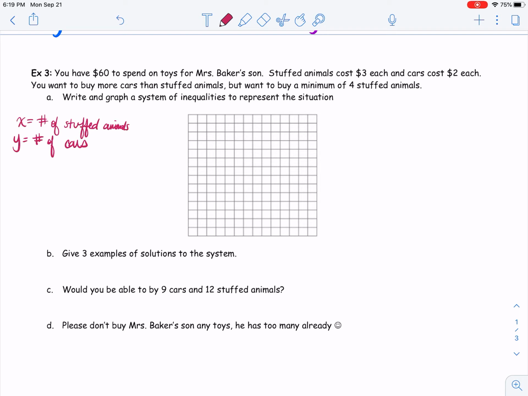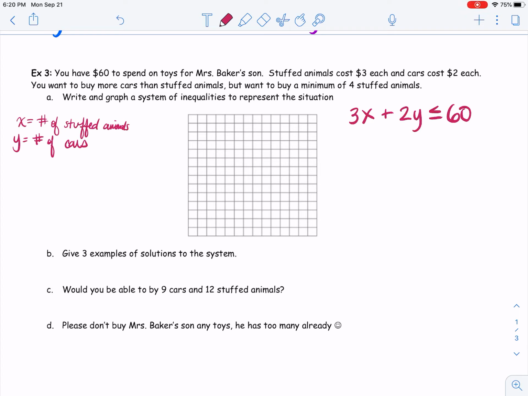So one thing we know is that we have $60 to spend. We know the cost of each stuffed animal is 3 and the cost of each car is 2. So that means $3 for every X plus $2 for every Y, and we have $60 to spend. So this amount needs to be less than or equal to 60. I can spend all $60 if I want. I just can't spend more than 60. So anything less than or equal to 60 is good. So there's one of our inequalities.